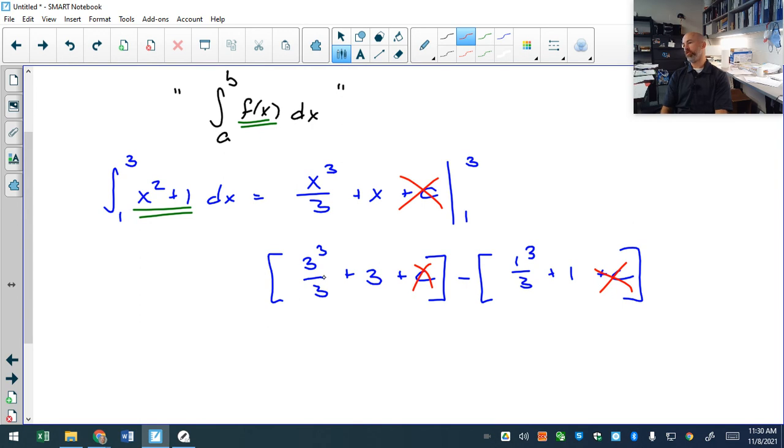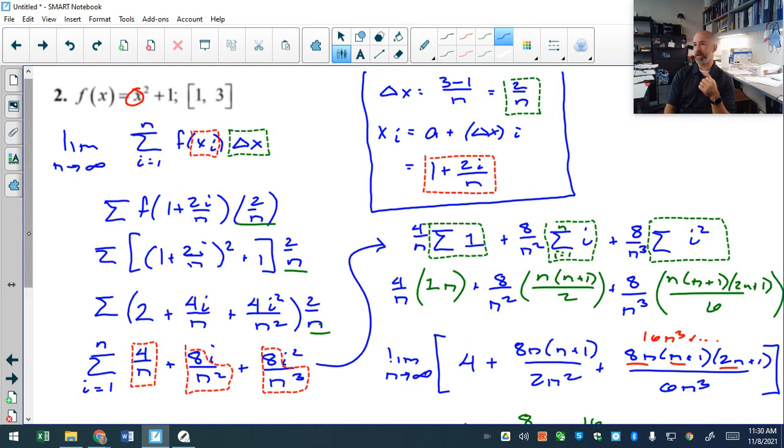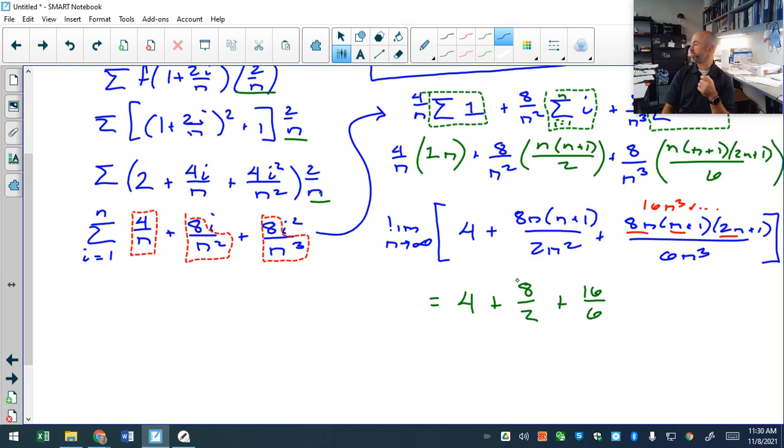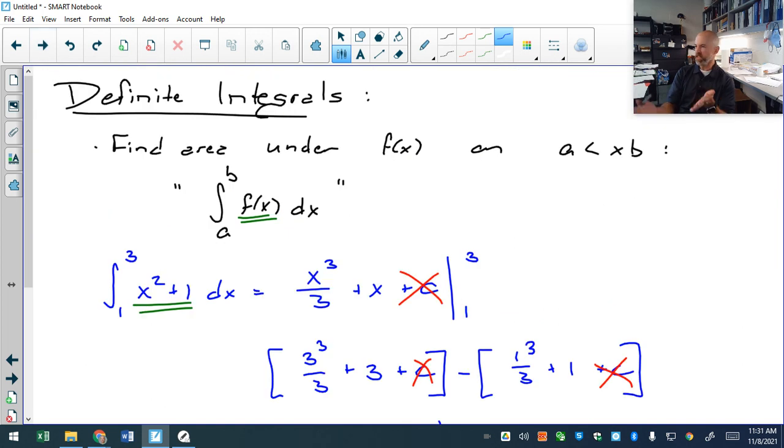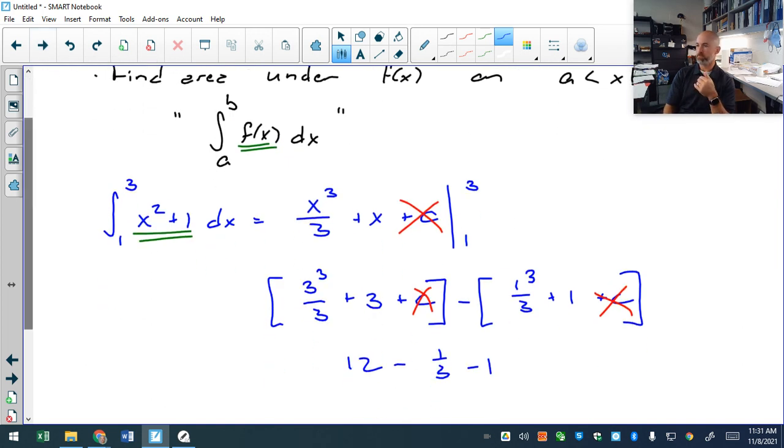And then we just do the arithmetic. 3 cubed over 3, that's 27, over 3 is 9, plus 3 is 12, minus 1/3 minus 1. And if you clean that up, it should give you, unless we made a mistake, the exact same value that these fractions give you. Okay, so it's a little bit shorter, just a little bit.